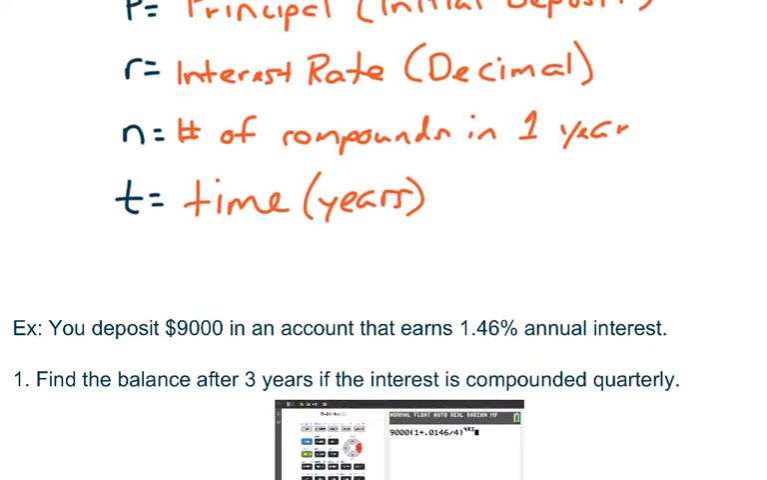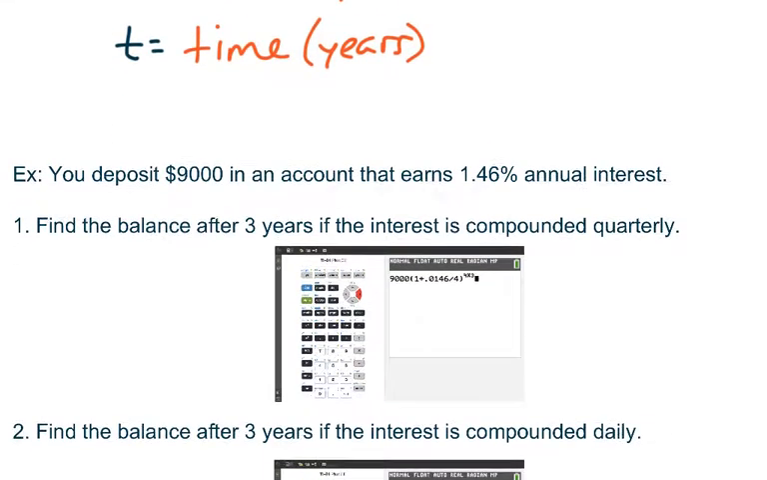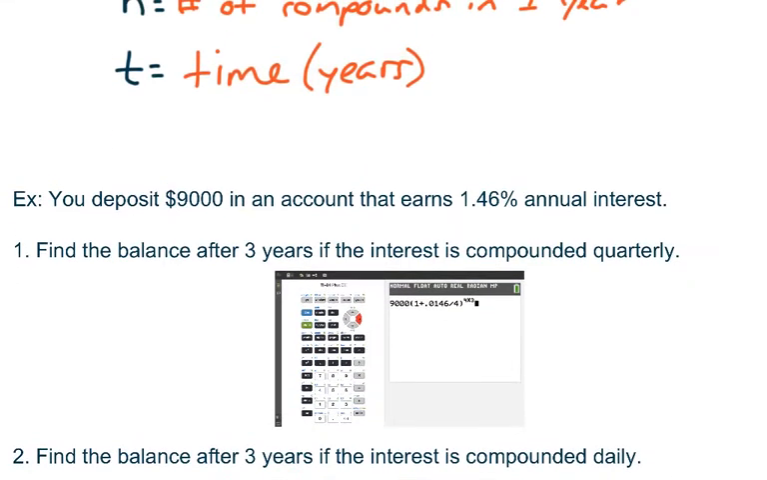Got a couple of examples for you. You deposit $9,000 in an account that earns 1.46% annual interest. Question number 1, find the balance after 3 years if the interest is compounded quarterly. This is something you can type in your calculator. Okay, the formula would be something like this.